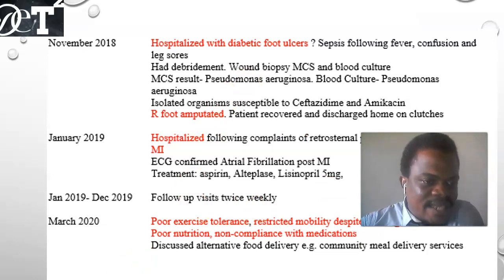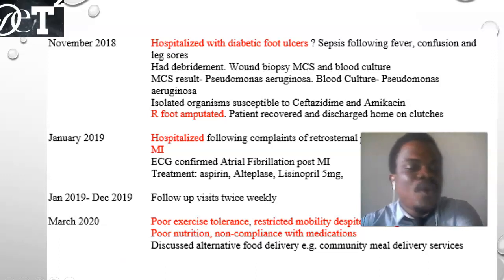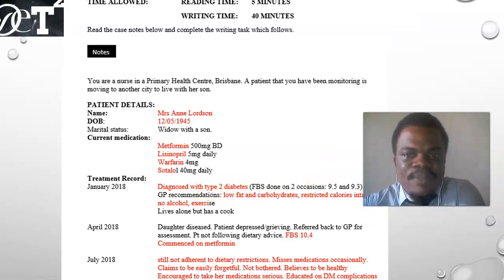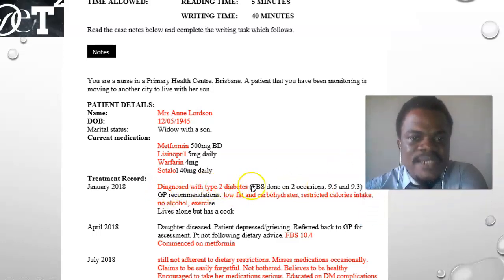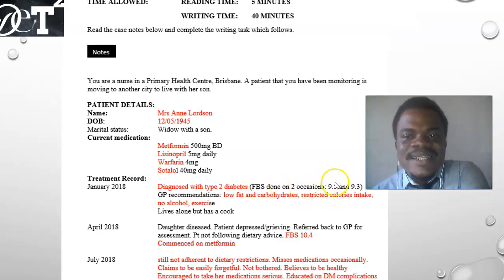So here we have multiple visits. There's still no need to write all these visitations and everything here. We really need to do a good job here to come up with a good letter. So let's go back. We've selected this. The first visit, yeah, that's when it was established that this patient had diabetes. So we have to add it. The fasting blood sugar was done on 2 occasions, and these were the values. So this information is irrelevant. This was done in 2018 to help with this diagnosis.